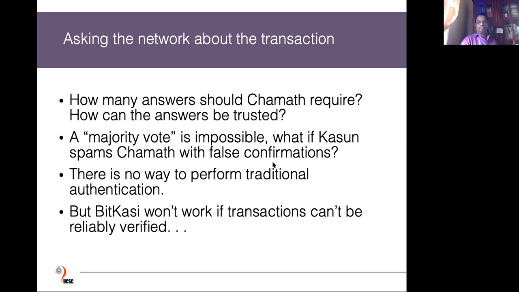As I mentioned, if I know the number of people who are using this scheme, I can perhaps wait for a majority vote, or answers from the majority of the people. So let's say there are 100 people in the network. If 51 say this transaction is not there, then most probably we can accept the answers. If I don't know how many people, then I have an issue. How long should I wait for the answers?